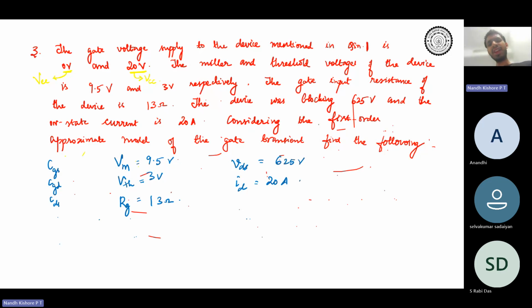Okay. So considering the first order approximate model of the gate transient. So what do you understand by this? First order approximate model of the gate transient. Any idea? What do they mean by first order approximate model of the gate transient?